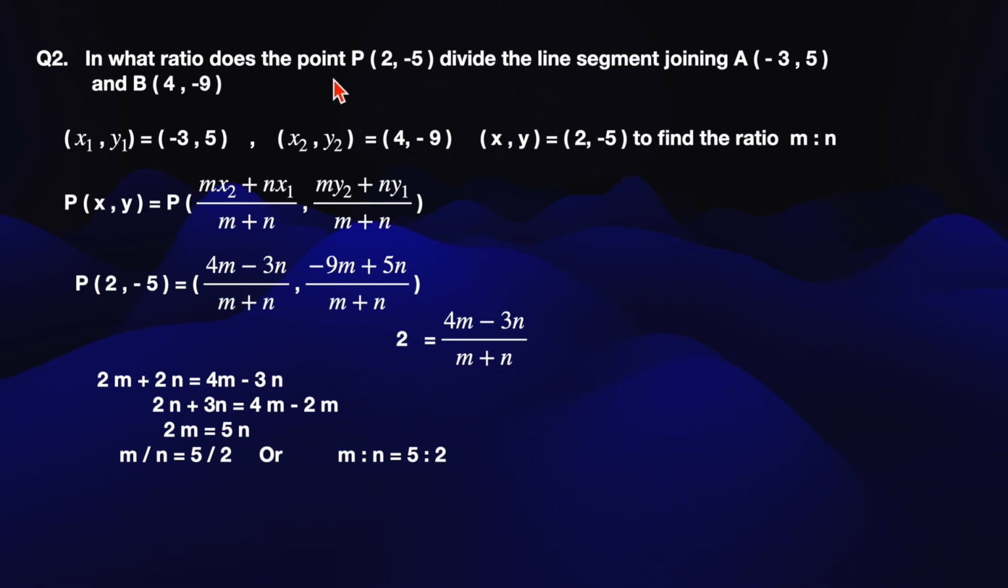In what ratio does the point divide? You can even get this value by putting -5 is equal to this, and you can solve it. Do it as a practice. You will get the same ratio as 5 is to 2.